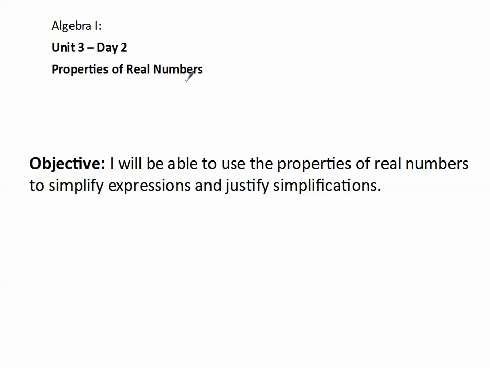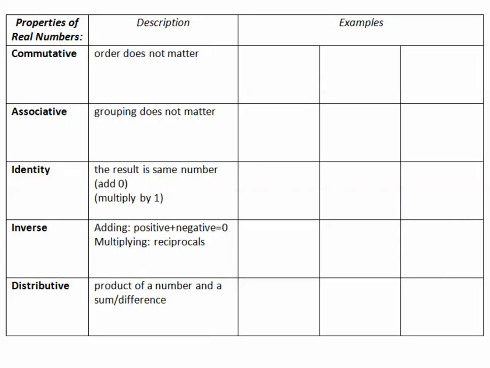In this section, our objective is to be able to use the properties of real numbers to simplify expressions and justify simplifications. Let's take a look at the 5 main properties we will be using. Commutative property. That is where the order does not matter. We can switch the places when we are adding or multiplying, and we get the same meaning from the expression.